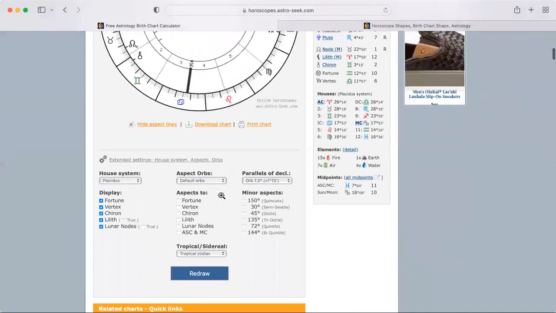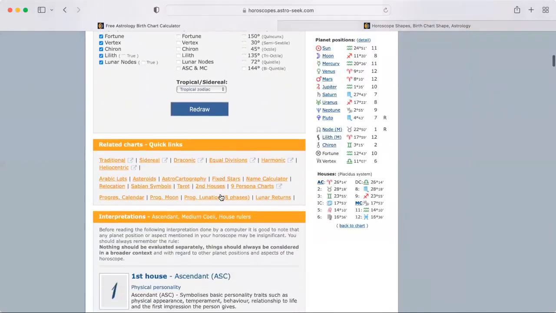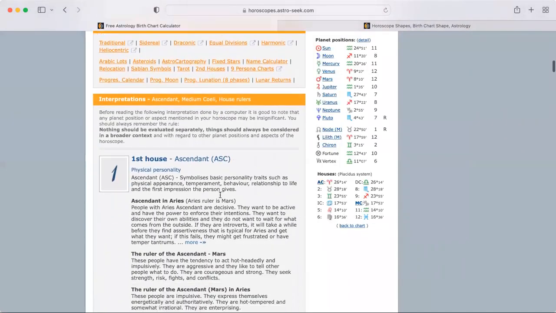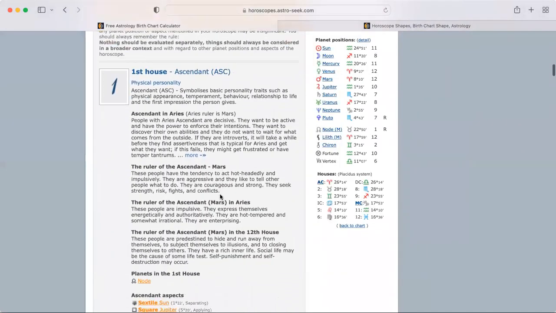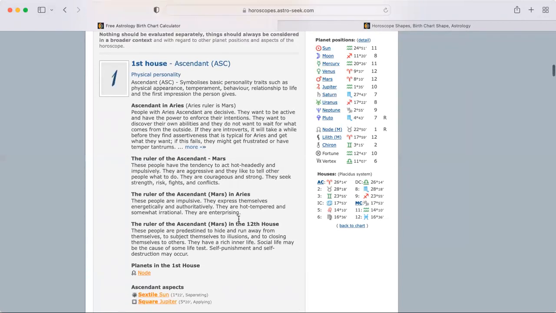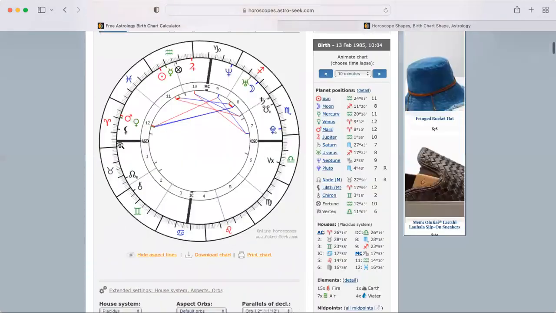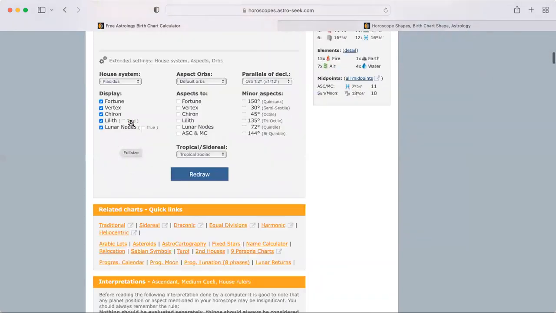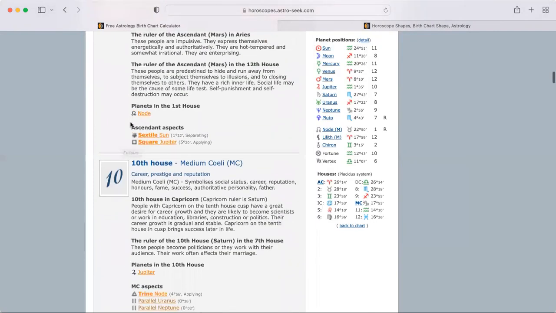And you can scroll down. Why I like Astro Seek is because, for instance, you can come down here. You can read about this person having an Aries ascendant, right? You can also read about the ruler of Aries being Mars, right? Then you can read about Mars where it's at in the chart. It says it's in the 12th house. This is the chart ruler. So we look back up here. Aries ruler Mars is in that 12th house. That has a certain meaning too for the person.